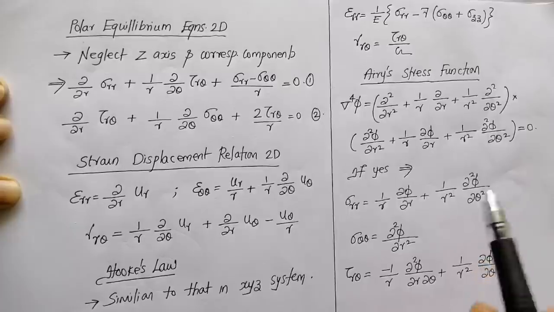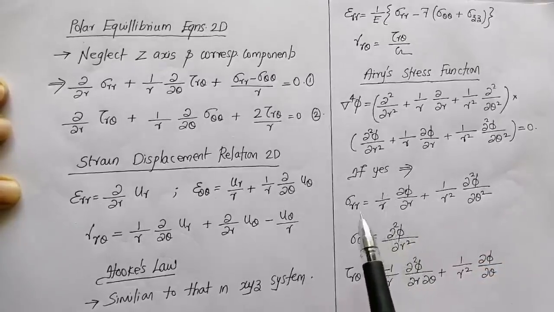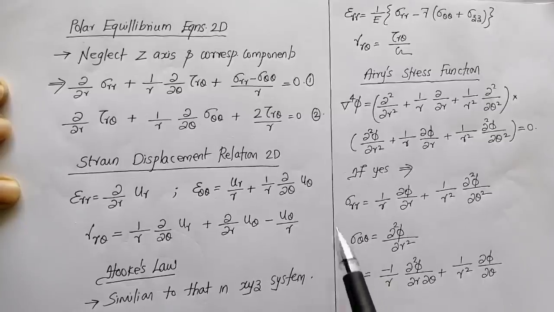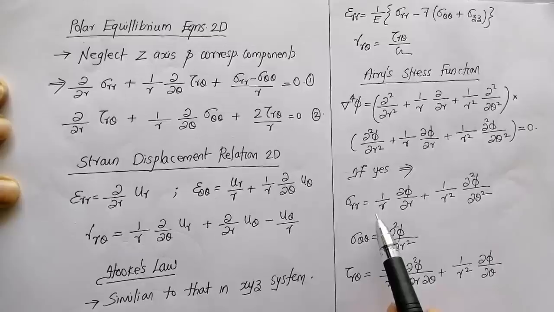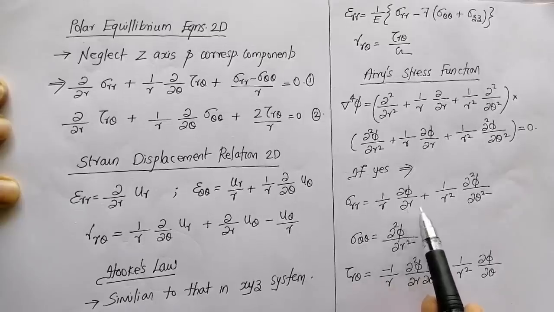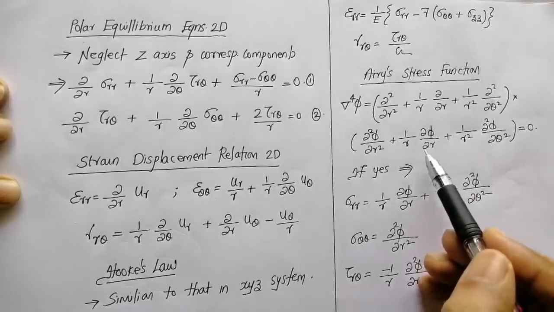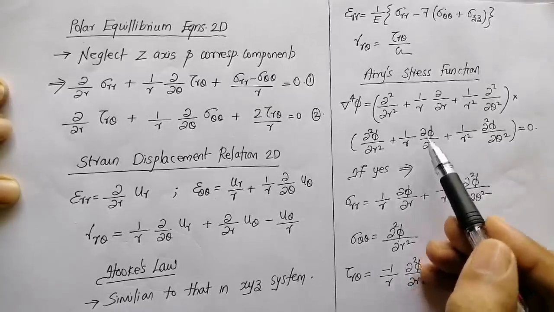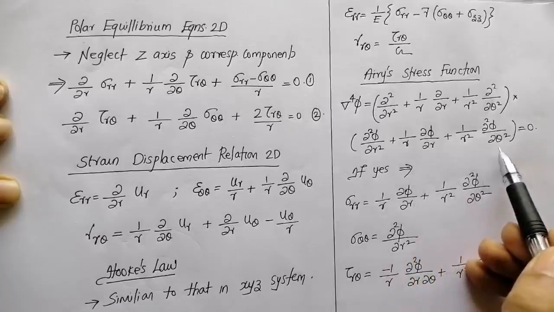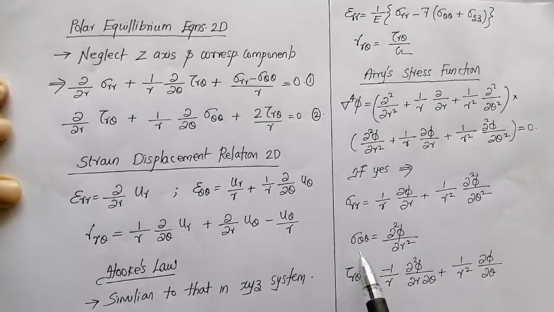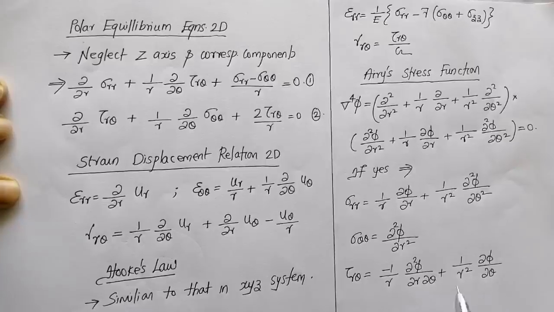If that is a stress function, what are the stress components? The stress components are sigma rr, sigma theta theta and tau r theta. So, how to remember these equations? Sigma rr is equal to 1 by r dou phi by dou r plus 1 by r square dou square phi by dou theta square, which is the term 2 and term 3 of this equation. Now, what is sigma theta theta? It is dou square phi by dou r square. Now, tau r theta, you have to remember the equation: minus dou by dou r of 1 by r dou phi by dou theta, that is, minus 1 by r dou square phi by dou r dou theta plus 1 by r square dou phi by dou theta.